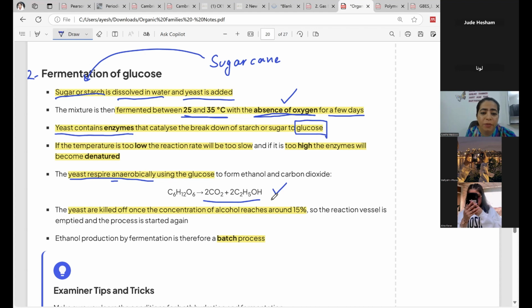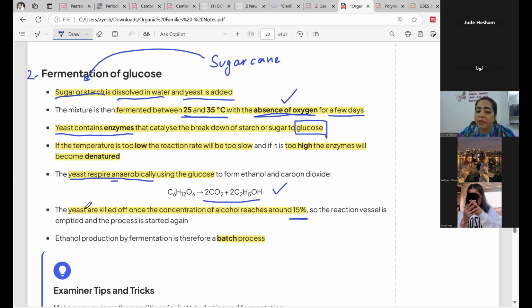And after that, one more important point, as soon as the glucose will start breaking and giving us this alcohol, ethanol, as soon as you get 15% concentration, what will happen? This yeast, which is used up in the reaction, will get killed. Means you're getting the product. If the product concentration increases more than 15%, it will be dangerous for the yeast to work.